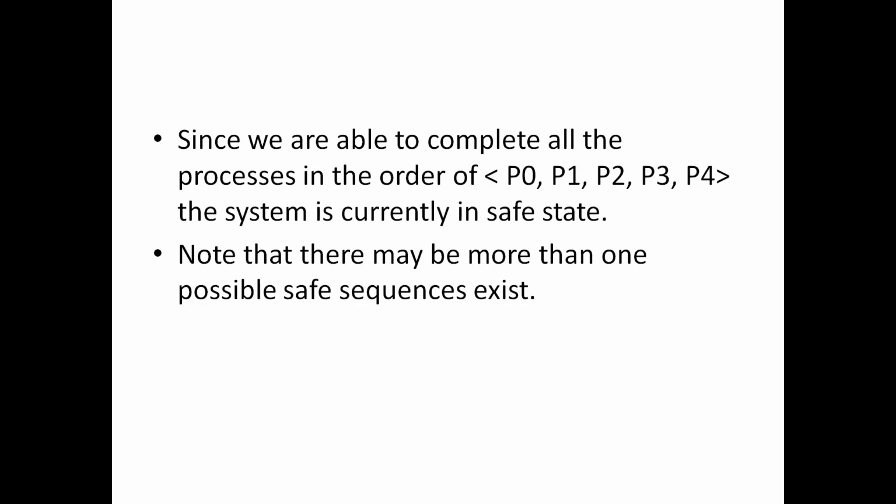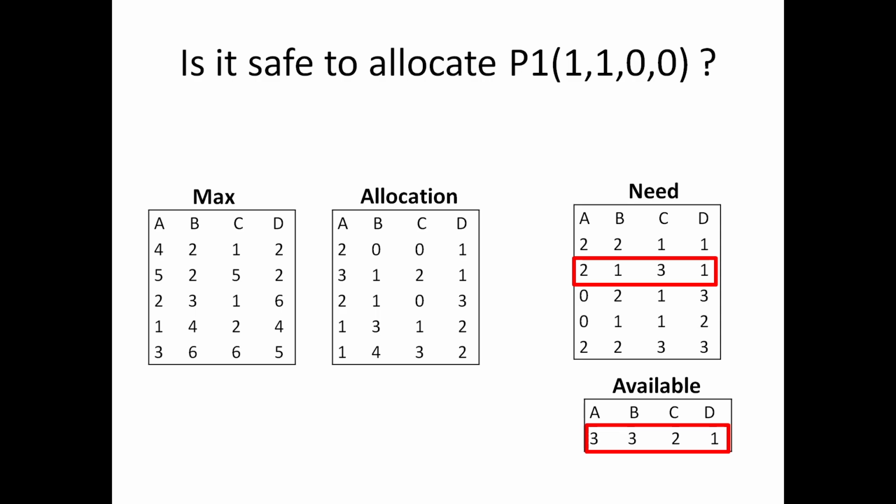Now we are going to move on to the second question. Is it safe to allocate the resources to P1 as per the given request 1 1 0 0? The first question that needs to be considered is: is it a valid request? What do we mean by a valid request? We have already calculated the pending requirement of each process. So a process can only make requests within this limit. If a process makes a request for more resources exceeding this set of numbers, that shows that it is making an excess request.